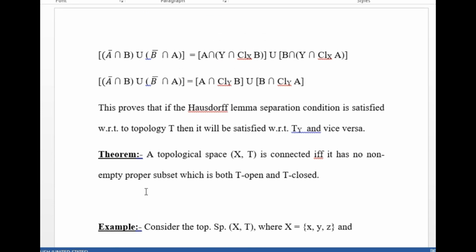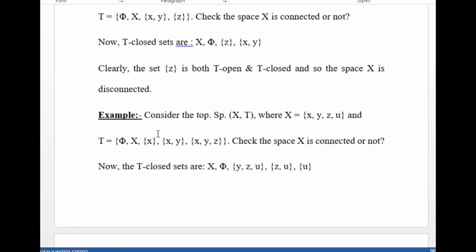Here I am working on this theorem because before proving the theorem we are trying to solve some examples based on this theorem, and this theorem is very important. This theorem says that the space is connected if and only if it has no non-empty proper subset which is both T open and T closed, meaning the only subsets which are both T open and T closed are phi and the space X. Okay.